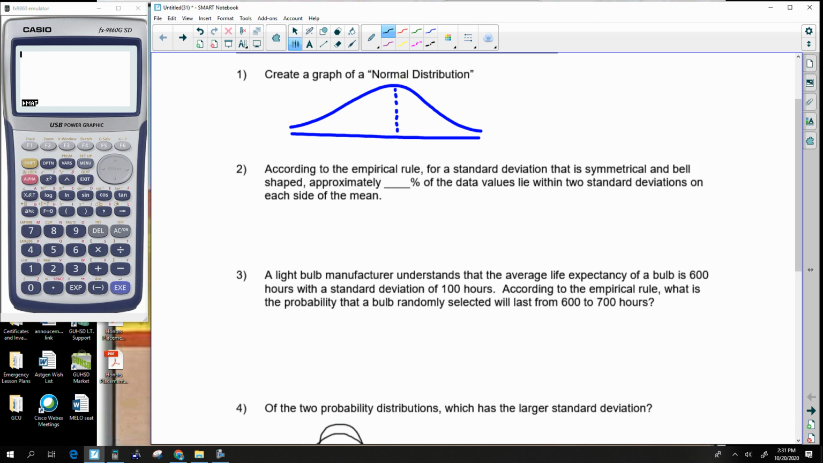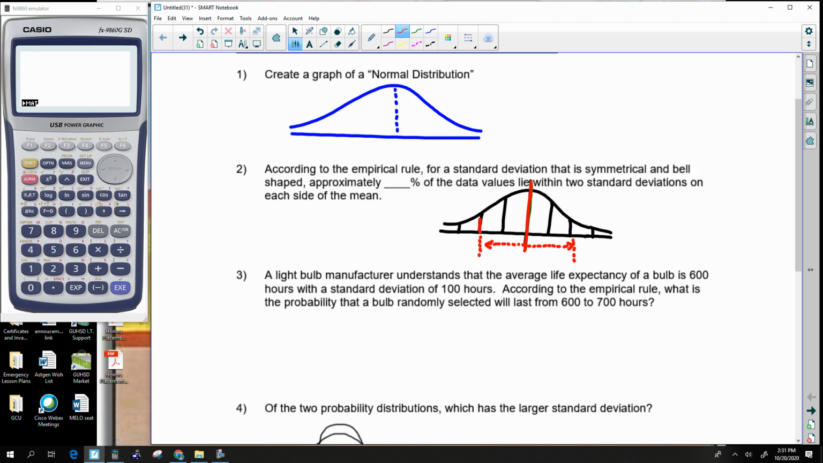According to the empirical rule for a distribution that is symmetrical and bell-shaped, approximately blank percent of the data lies within 2 standard deviations on each side of the mean. So here is our empirical rule. Here is our mean, the average. We go up standard deviations, and we go down standard deviations. Right smack dab in the middle is the mean. To be within 2 standard deviations, that means we go up 2 standard deviations, but that also means that we go down 2 standard deviations.